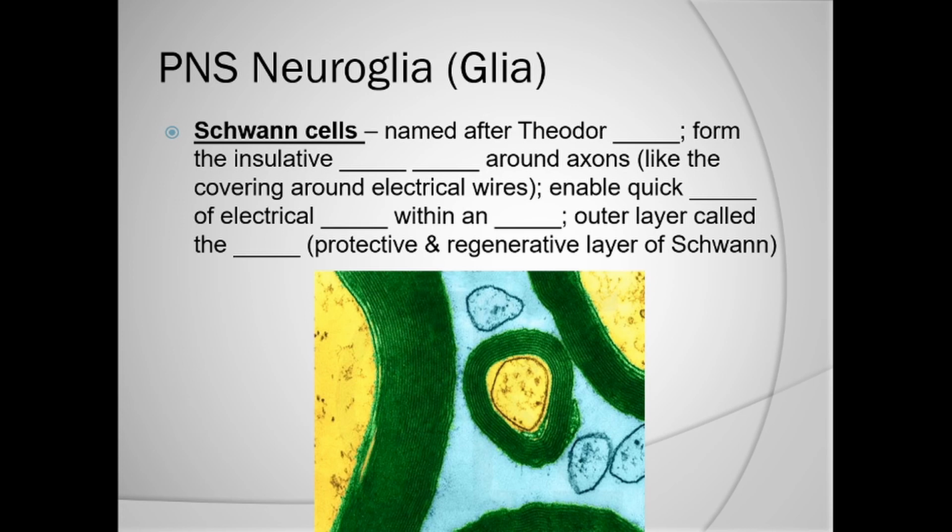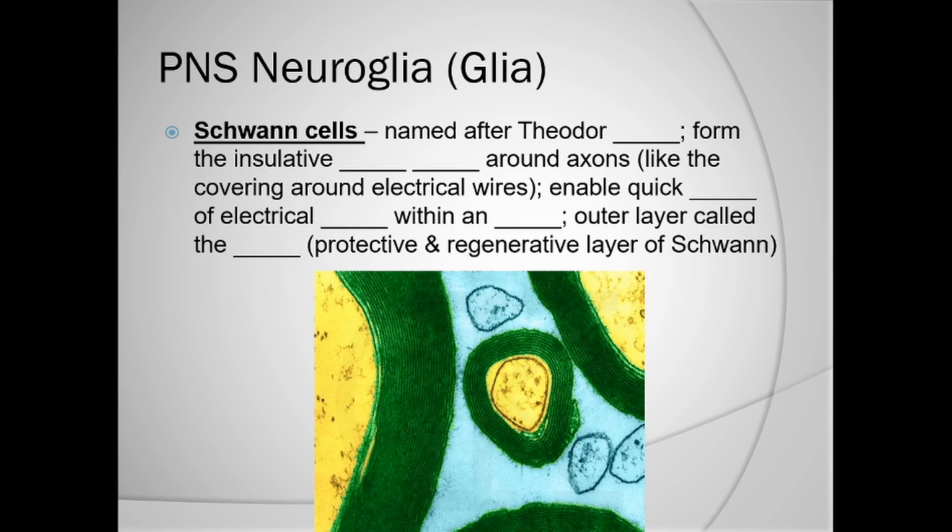But he was very much involved in the nervous system, and he discovered these cells, and so we named them after him. We call them Schwann cells. They form the insulative myelin sheath around the axons, like the covering around electrical wires that keep the electrical impulses within the axon.